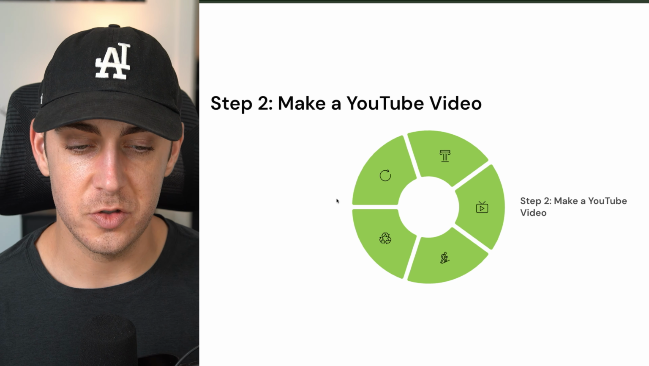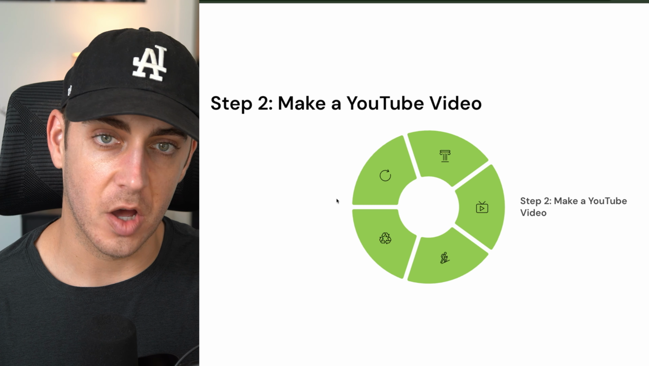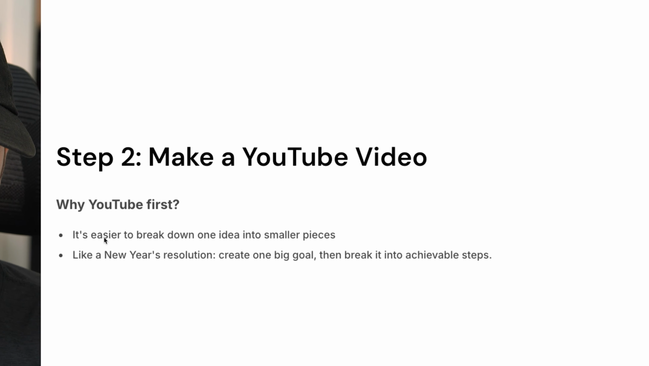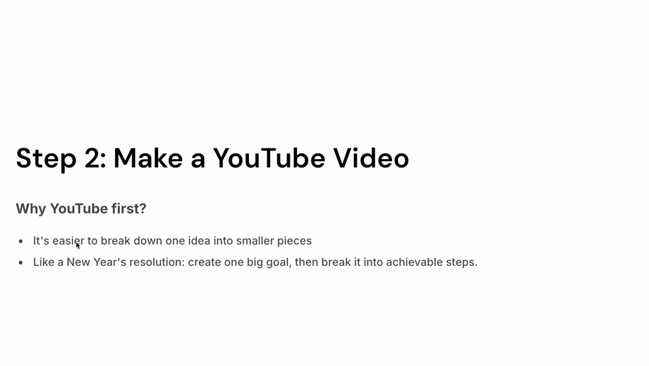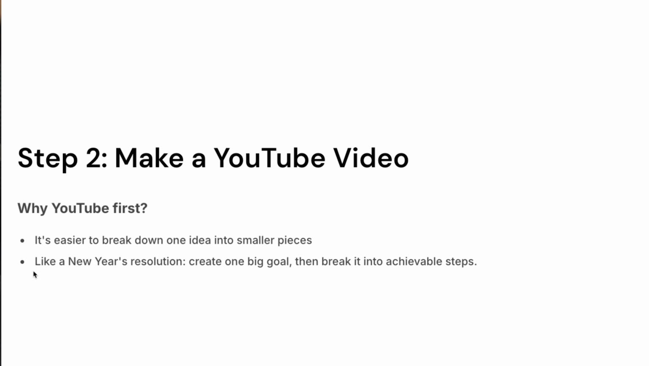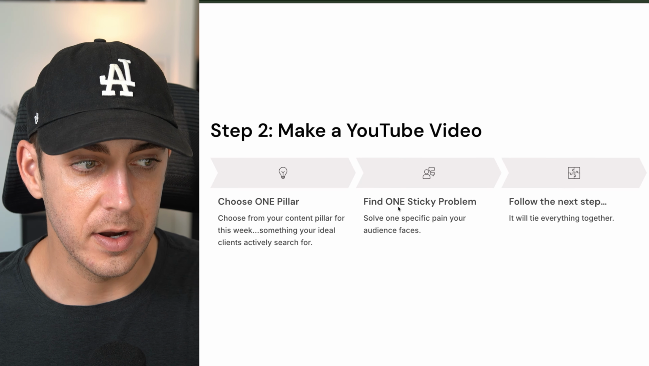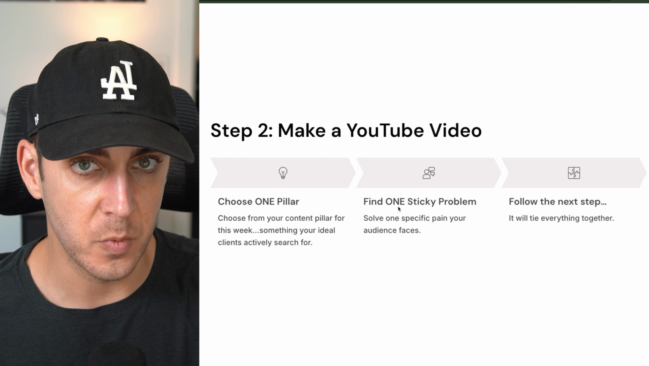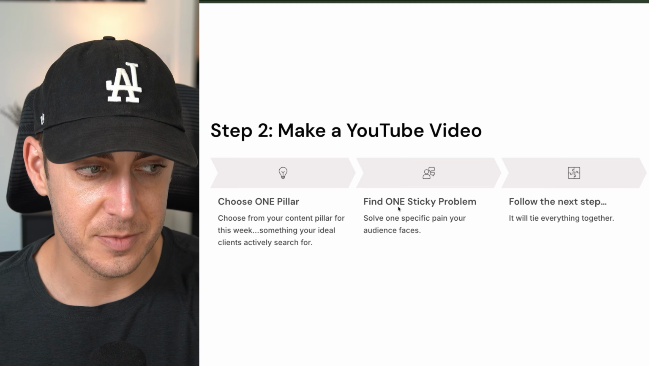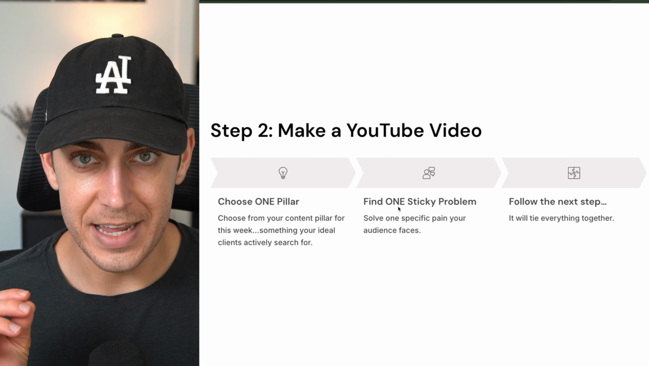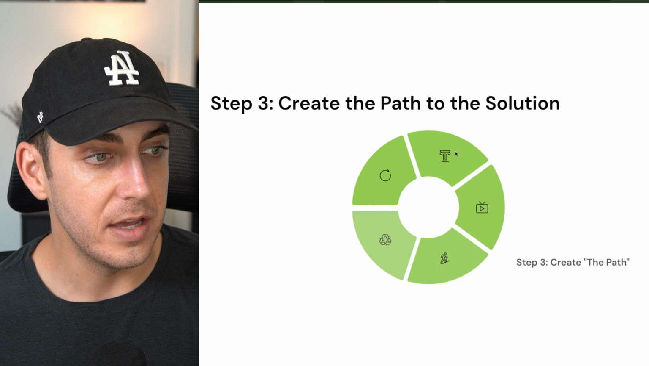Step 2 is we want to make a YouTube video based on one of your pillars. So why do we start with YouTube first? Well, it's easier to break down one bigger idea into smaller ones. It's like a New Year's resolution where you create one big goal, but then you break it down into achievable steps. Choose from your content pillar of the week, something your ideal clients actively search for. You want to find one sticky problem within that pillar, and you're going to solve that specific pain that your audience faces.